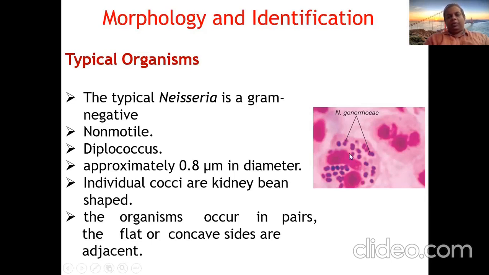So you can see here, these are the nuclear materials of the polymorphonuclear leukocyte or pus cell. Within the neutrophil, also called pus cell, the gonococci are there within.